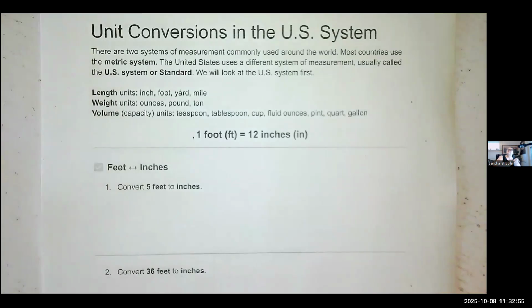Hey y'all, so we're starting a new module and this is going to be unit conversions. We're going to have unit conversions in the United States. We're going to have time conversions. We're going to have unit conversions for metric. And then we're going to have unit conversions across American and metric systems.